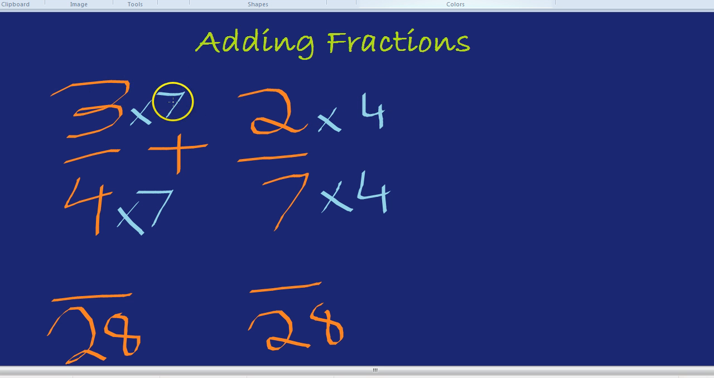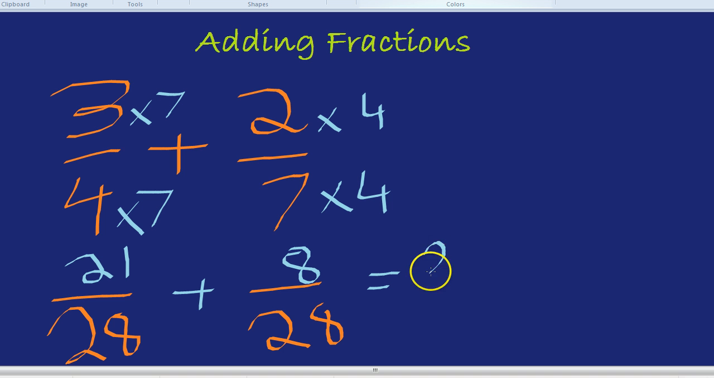3 times by 7 is 21. 2 times by 4 is 8, which means we have 21 add 8, which is 29. So we have 29 out of 28.